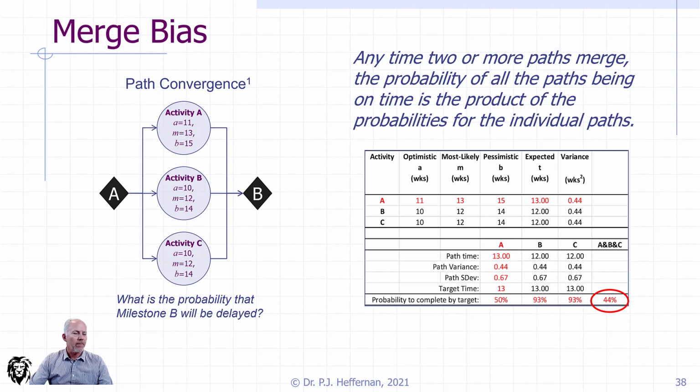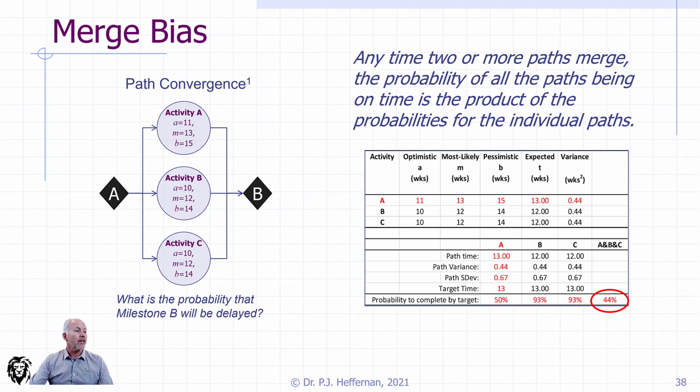And so for our critical path, which is activity A, our target time is 13, which is the activity time for activity A, and that's what makes it the critical path. Of course, because it's a single activity, it has a 50% chance of being finished ahead of schedule or later. But when we look at activity B and C, they're both 12 weeks. When we do the calculations on those paths, we see that they are 93% likely to be done by 13 weeks, which is fairly good.